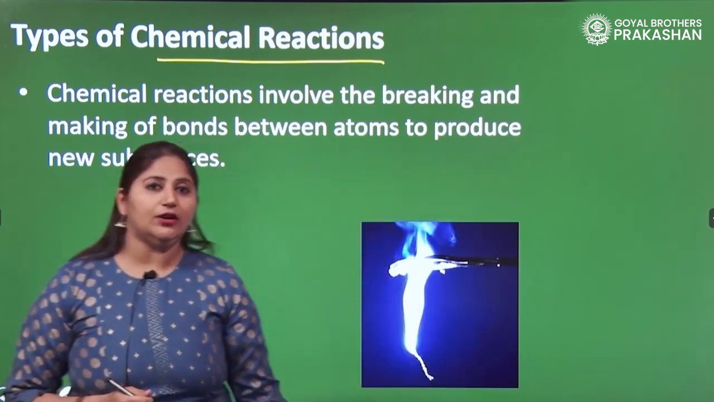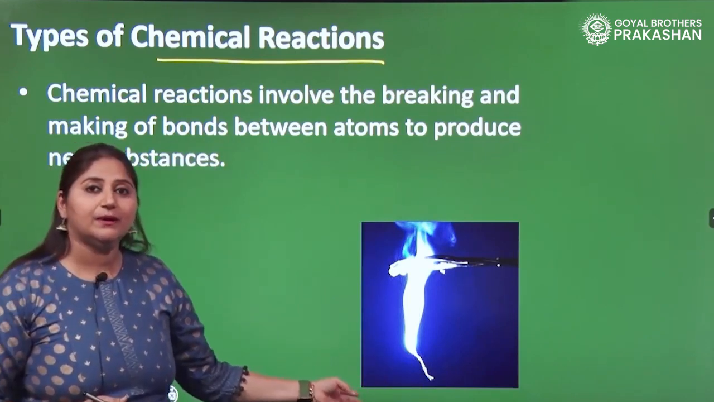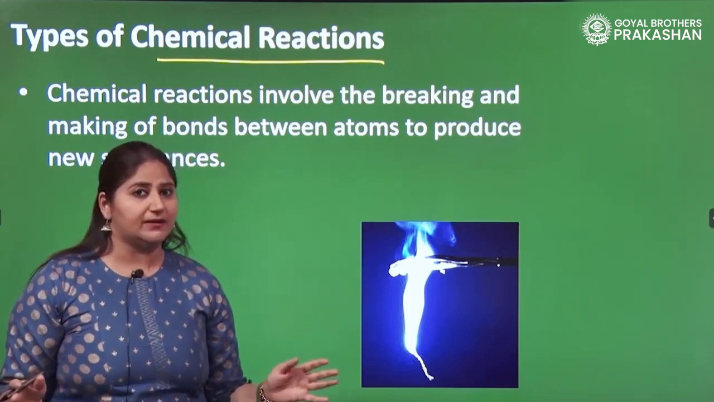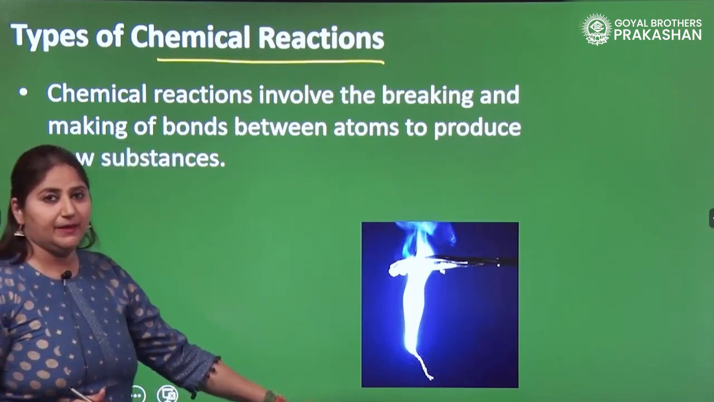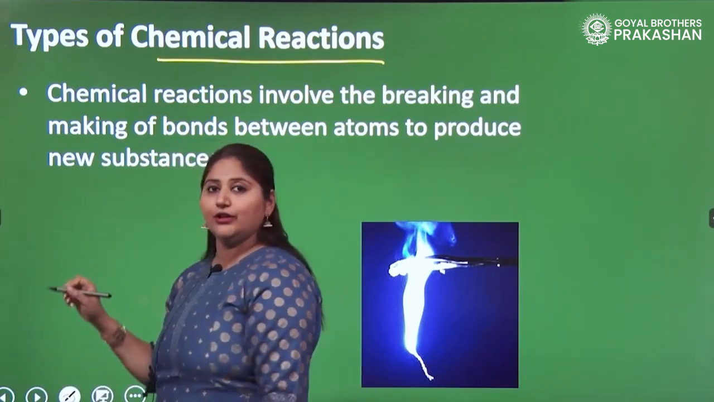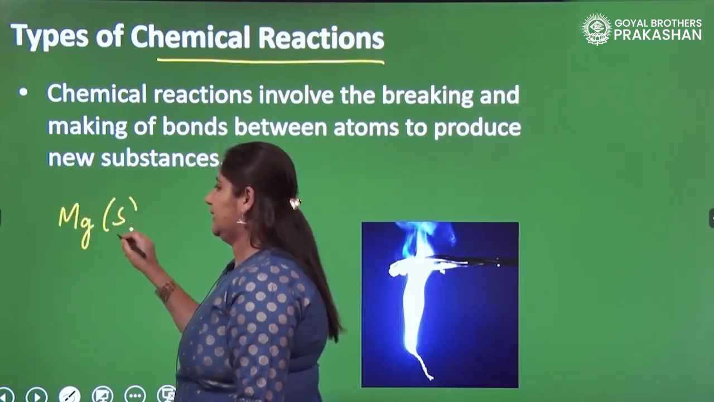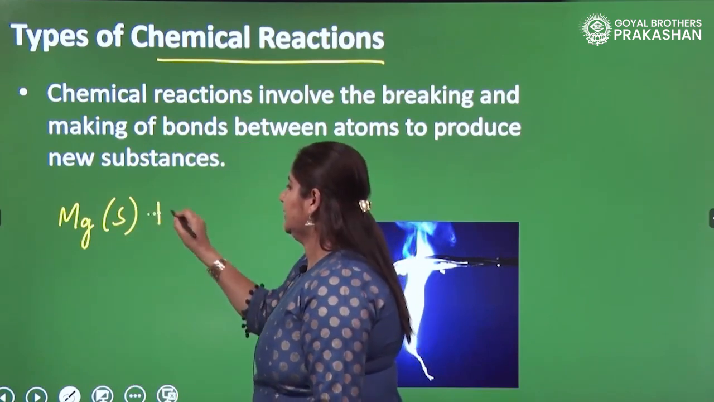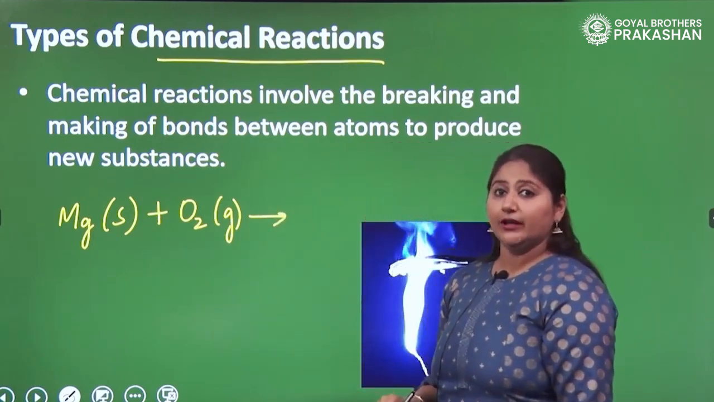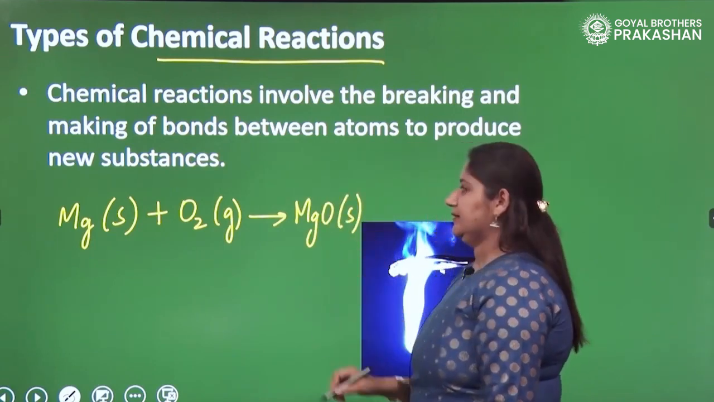As you can see on my screen, there is a burning magnesium ribbon. What happens when magnesium ribbon burns? When magnesium ribbon burns, a beautiful white dazzling flame appears. So what is the reaction that we should write? I'm sure you are already aware of it. Magnesium ribbon is solid in state. It reacts with oxygen gas. What is the product formed, children? The product formed is MgO, magnesium oxide, solid.